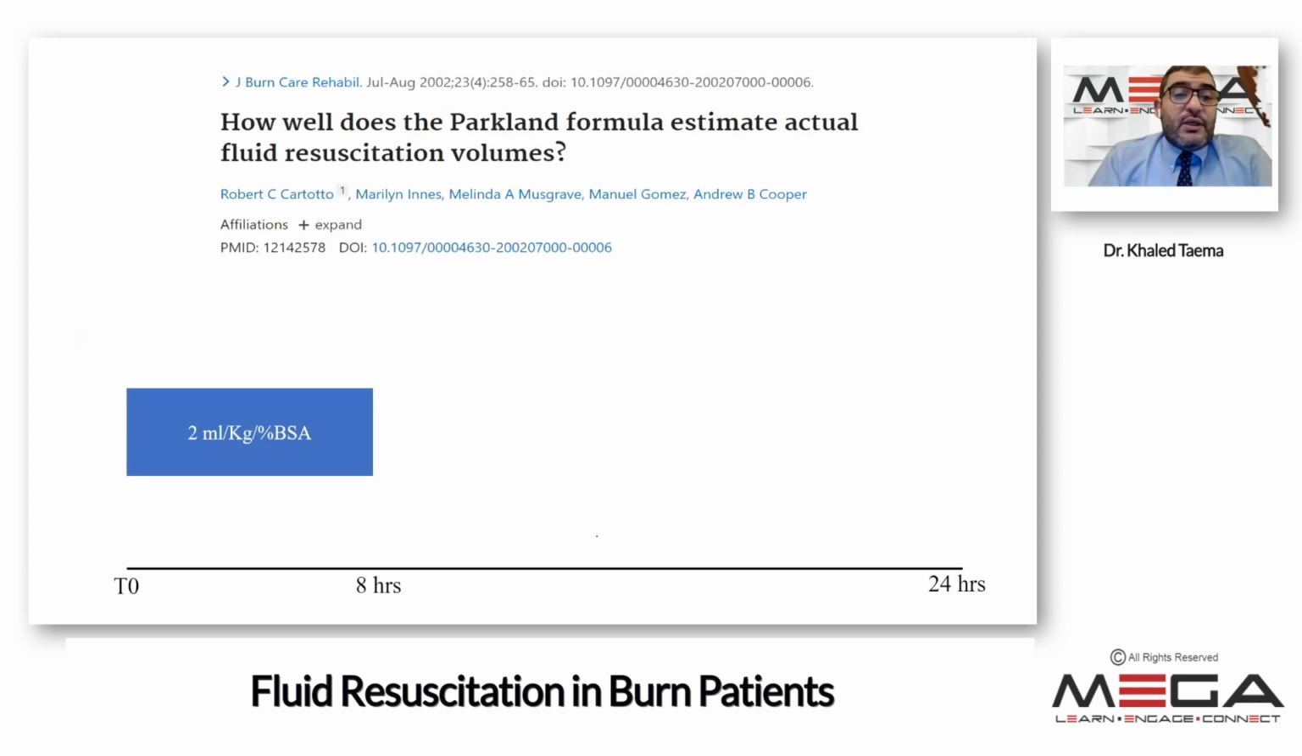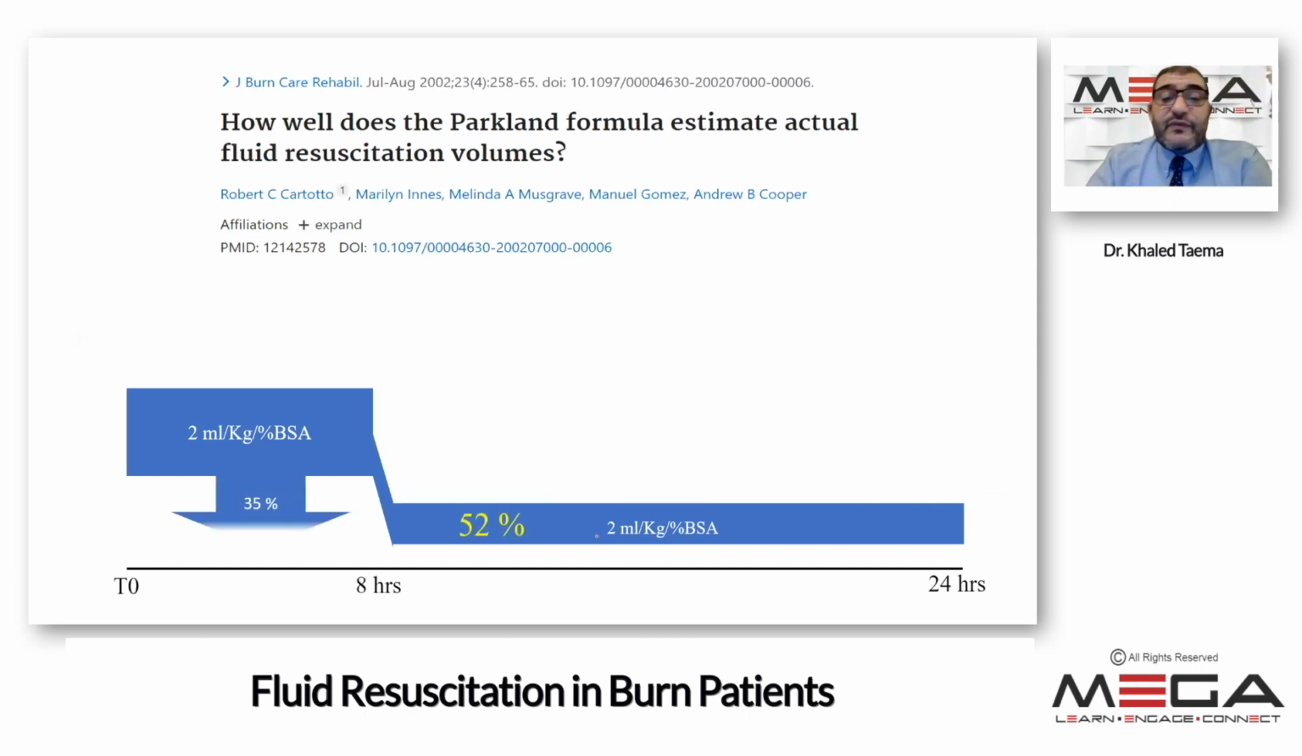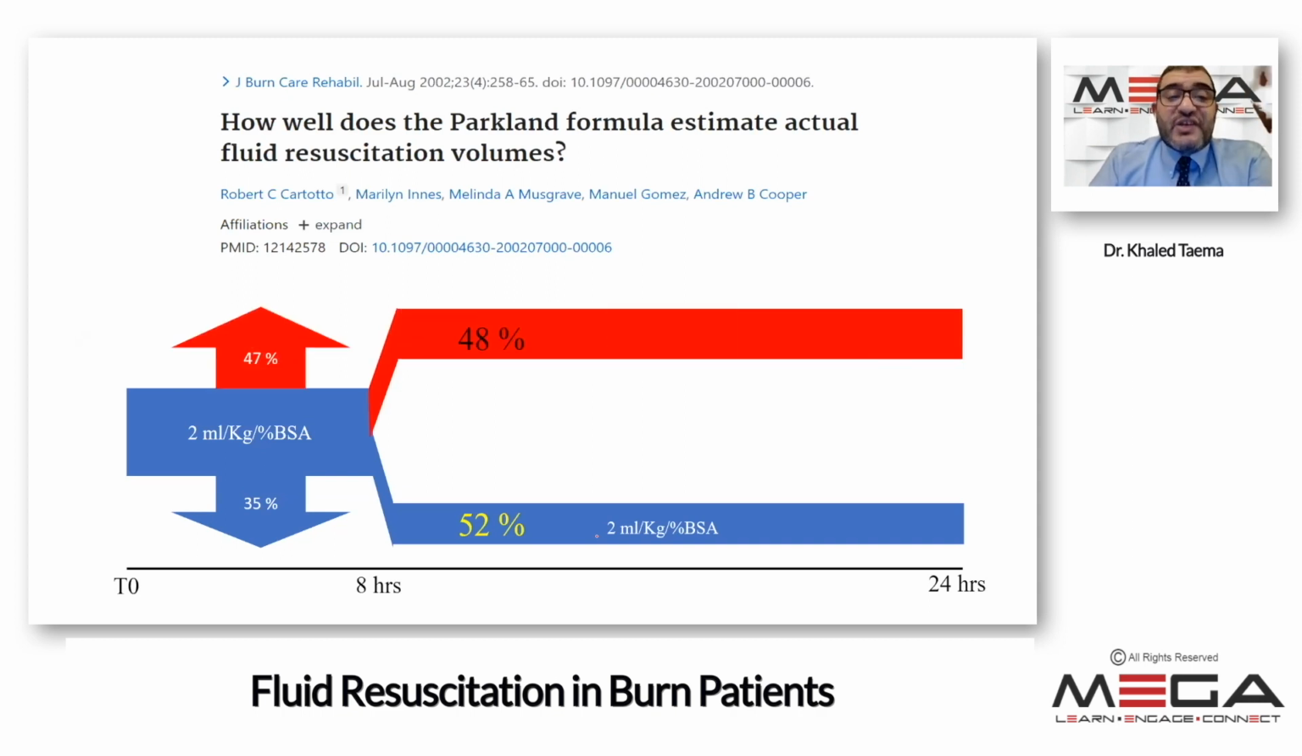In this trial, it was supposed that half of the volume would be given in the first 8 hours, and the second half of the volume in the next 16 hours. But this happened only in half of the patients, with a decrease in the resuscitation volume by 35%. In the other half of the patients, there was an increase in the volume of resuscitation by about 47%.